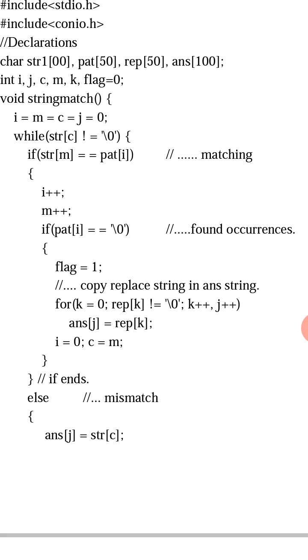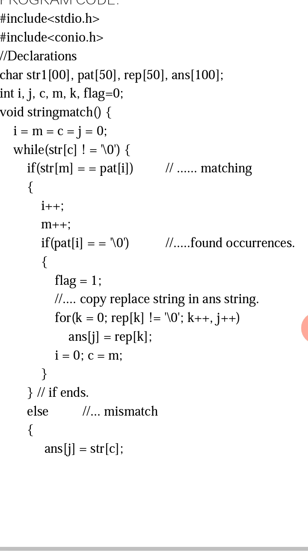As in our example, we have taken BGMIT as the main string, GM as the pattern, and AJ as the replacing pattern. Assume we have initialized these values to the string, pattern as well as replacing string.